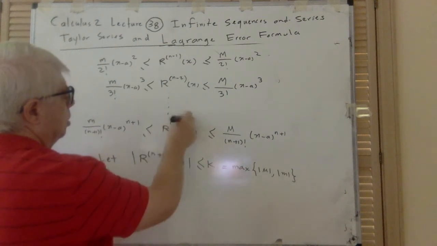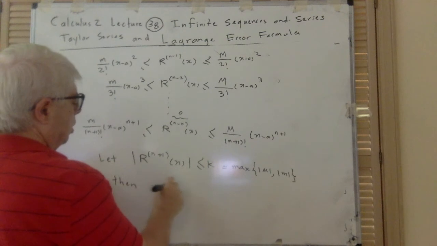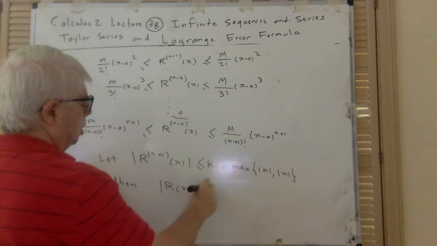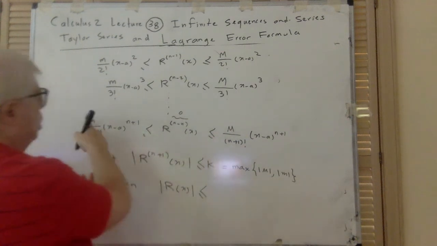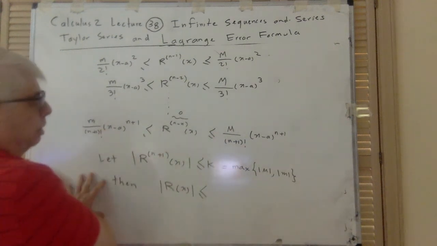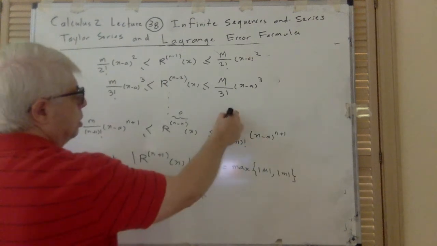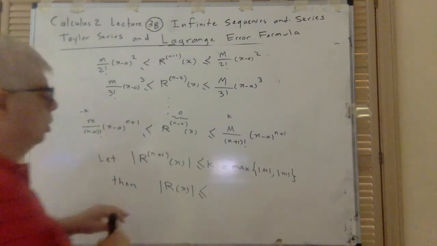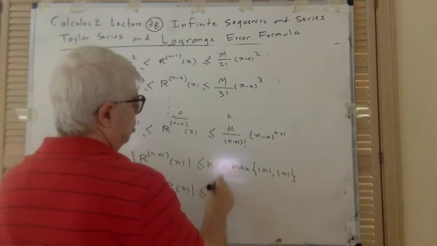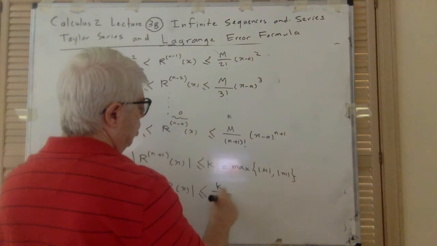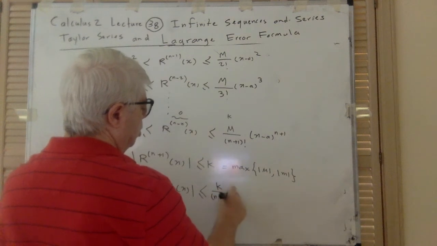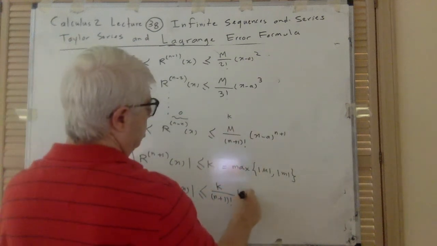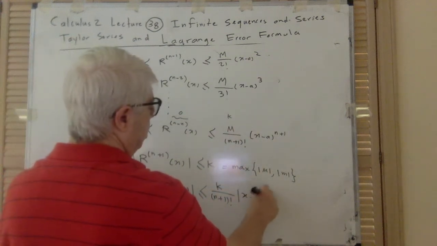Then this is 0, then the absolute value of Rx, which is this, is less than or equal to what? If this is k and this is minus k, then you see in this situation it is k and minus k. So Rx will be less than or equal to k over (n plus 1) factorial, now with absolute value here, times |x minus a| to the power n plus 1.